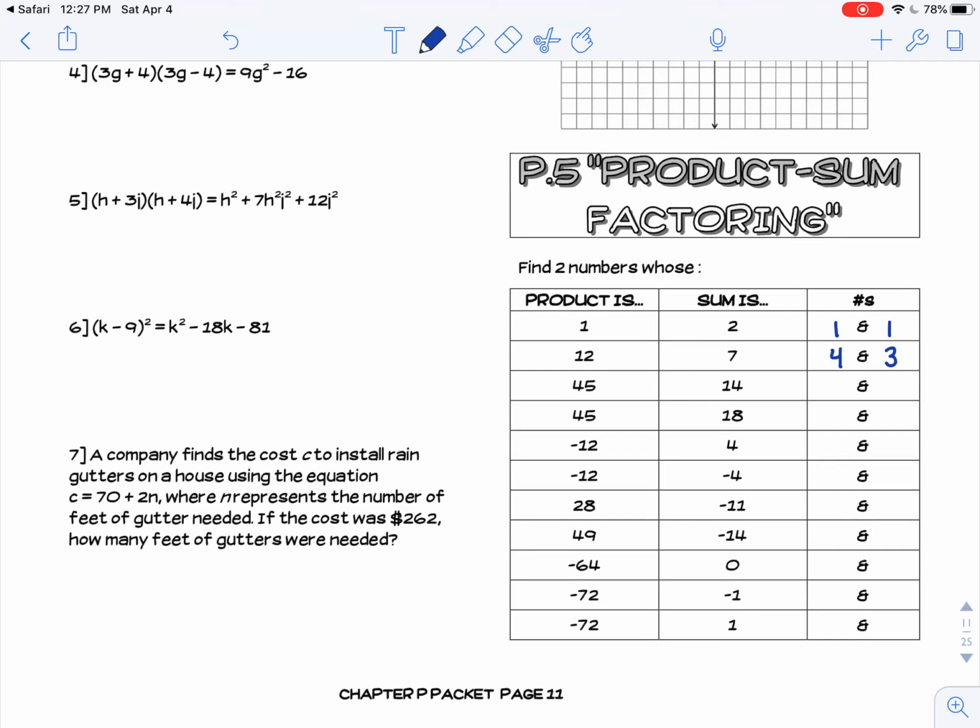Now, go ahead, find two numbers that give you the product and that give you the sum. Go ahead and pause the video. I'm going to be back in about 5 seconds.